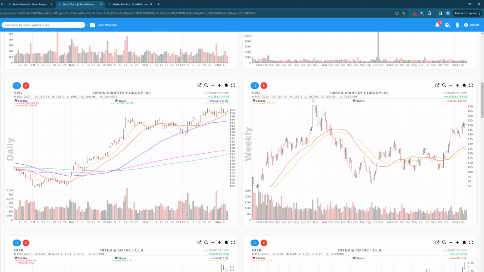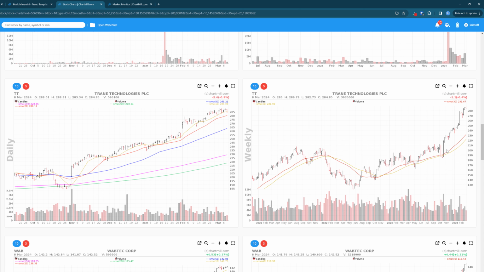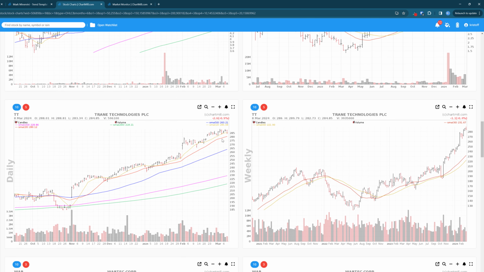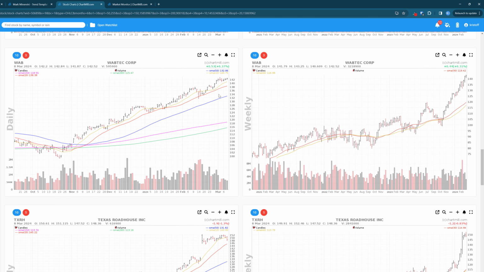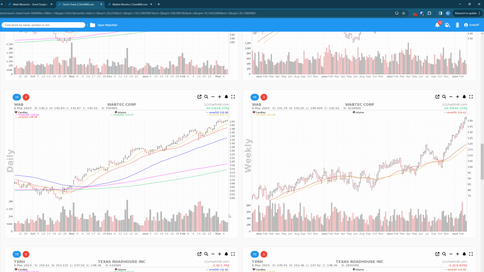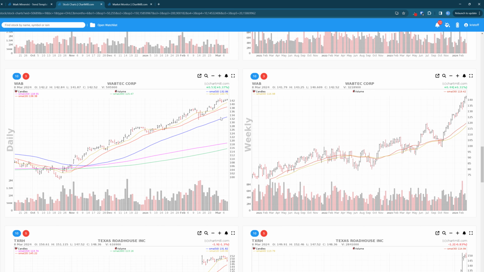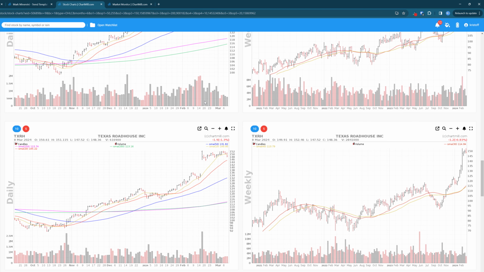Trane Technologies, TT, tight price action after a strong up move. So there is a possibility of a next leg up. Volume is drying up, as you can see over here. Wabtec Corporation, again, very tight price action, volume drying up. So also this one looks ready for a next leg up if the market stays positive.